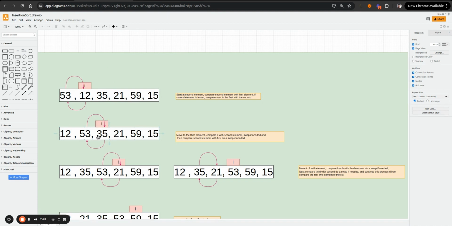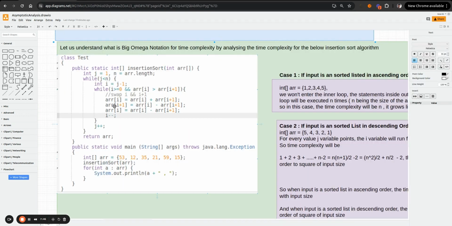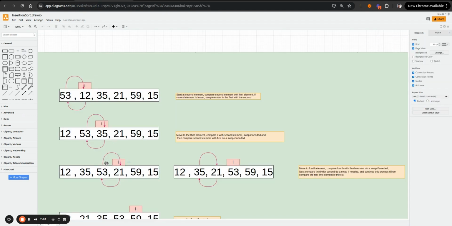Next, we'll compare 53 and 54. As the left side is greater than the right side, we'll do the swapping, and the 35 will come here and 53 goes here. Then we'll check 12 and 35. Here the left side is less than the right side, so we won't enter this loop. The inner loop will just stop and we'll go to the next iteration of the outer loop, the next element, and compare these two elements, then these two, and these two.